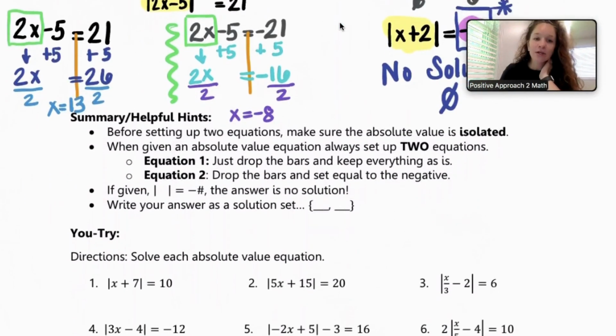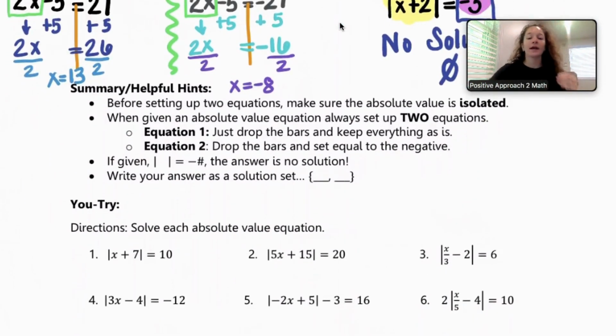So this is a good little summary here that kind of wraps up all that we've talked about. So whenever you see those bars, I need you to know you're setting up two equations. And in order to set up those two equations, you really, really, really want to make sure that that absolute value, that house, is isolated. Nothing in the front yard, nothing in the backyard. If it's not isolated, isolate it.